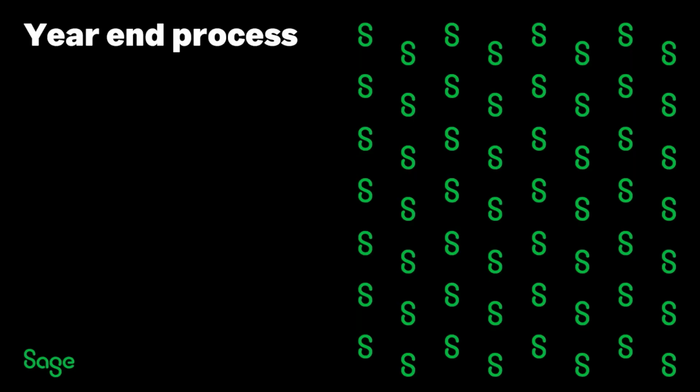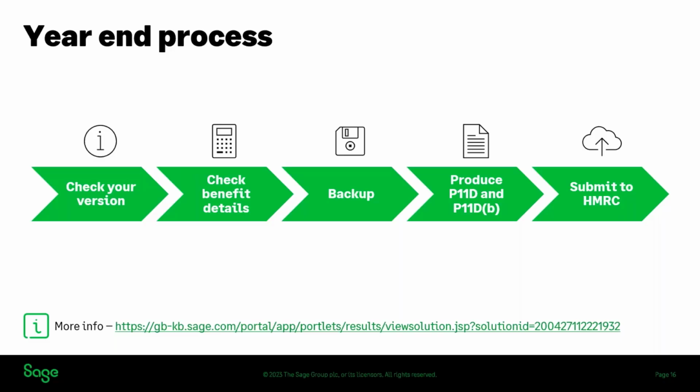So we've had a quick look there at how to record the benefit details in the software, and hopefully a lot of you have already done that. We're now going to think about the year-end process, which we've broken down into 5 stages for the purposes of this demo. So the first 3 steps we're going to go through is a bit of preparation. So step number 1 is to check your version and just be sure that you've installed version 28. Step 2 is to check your benefit details.